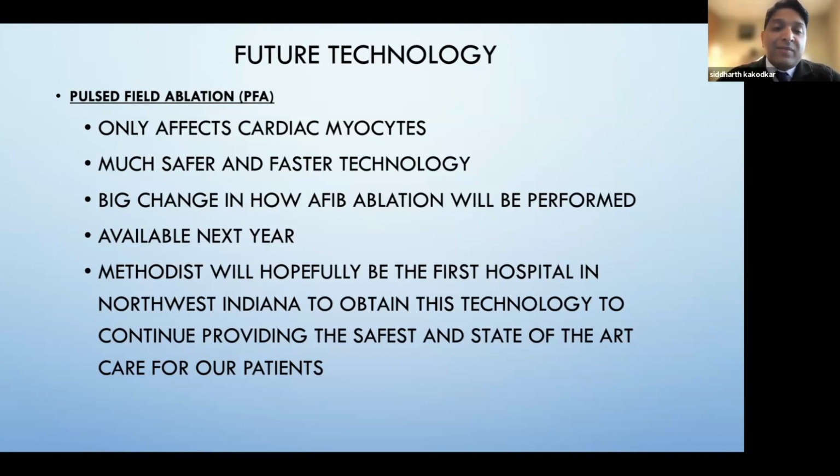And the ablation time is seconds. It takes 3 seconds to apply a single ablation lesion at that spot. So it works very well. And that technology will be available next year. And Methodist will hopefully be the first hospital in Northwest Indiana to obtain this technology to provide the safest and state-of-the-art care for our patients here.